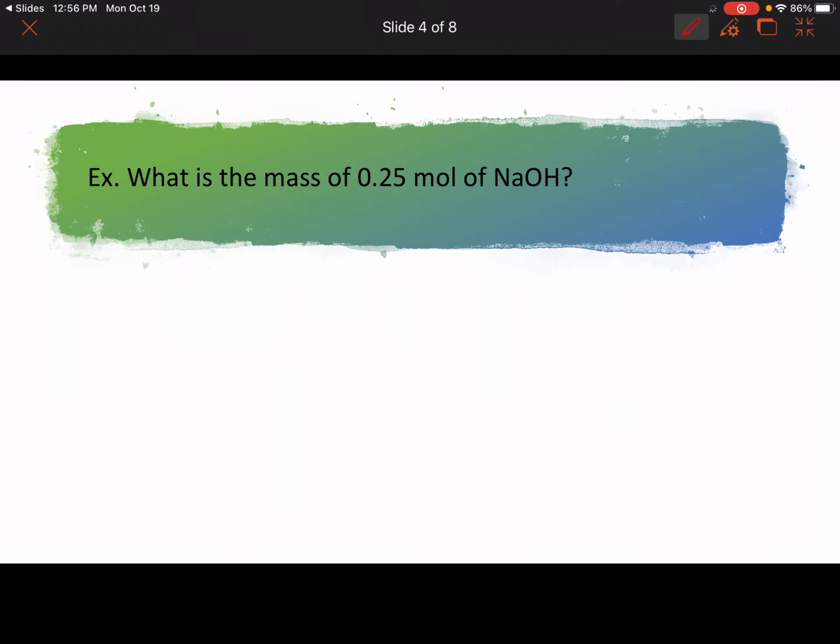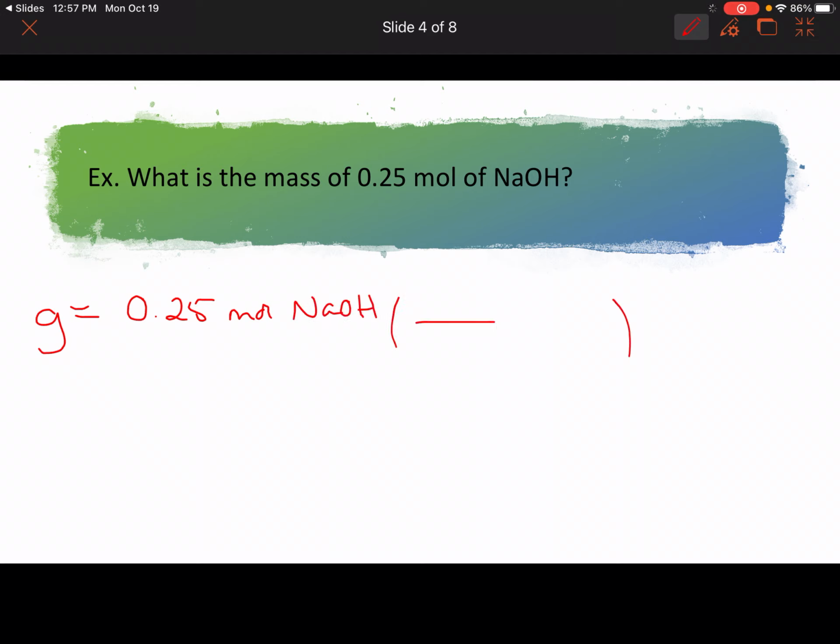All right, so an example here: what is the mass of 0.25 moles of sodium hydroxide? We're going to use our dimensional analysis to solve these. So what are you looking for? You're looking for mass. I never write the word mass, I just write grams, because that's the unit my mass is going to be in. So grams equals, now what do I know? I know I've got 0.25 moles of NaOH.